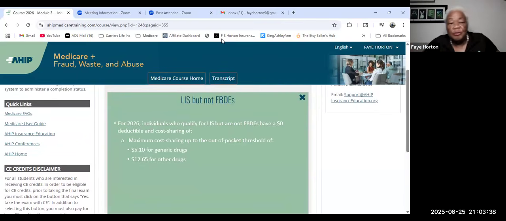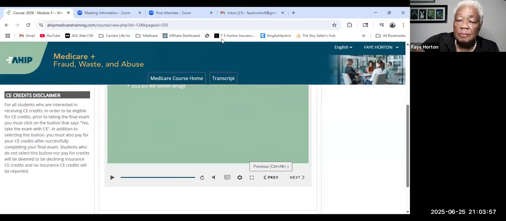If they are eligible for low income subsidy but not eligible for the full benefit dual eligible, then those people would pay a maximum of $5.10 for the generic drugs and a maximum of $12.65 for other drugs.